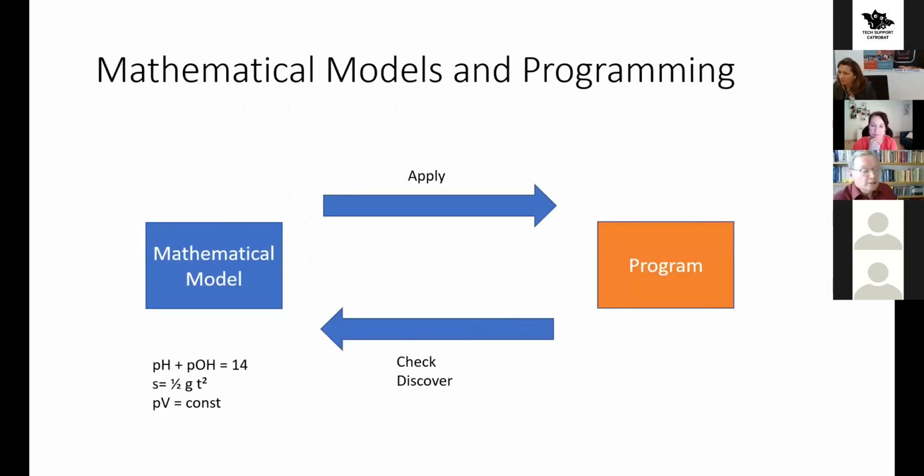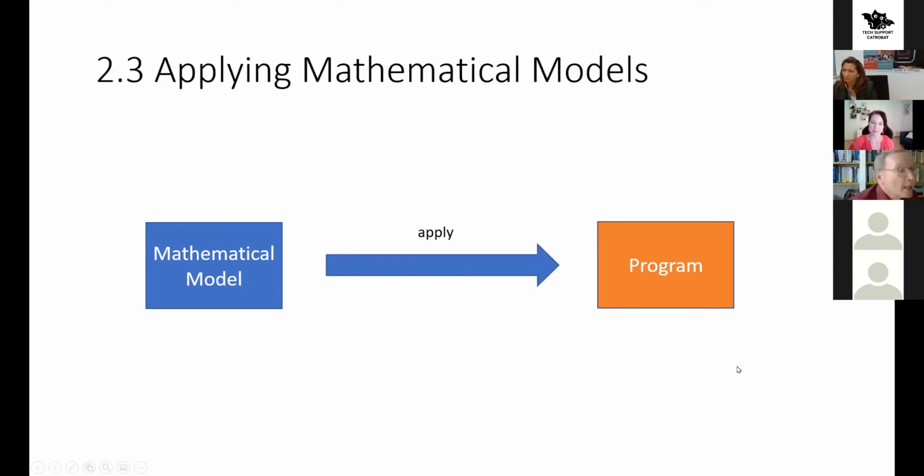Now in the rest of my talk, I want to talk about mathematical models and Scratch programming. Most of the scientific knowledge you learn at school is learned in the form of mathematical models. You have to learn some equations and try to apply these equations when you solve problems. And I want to show some examples of how to make a connection between these mathematical models and Scratch models. And first, about applying mathematical models.